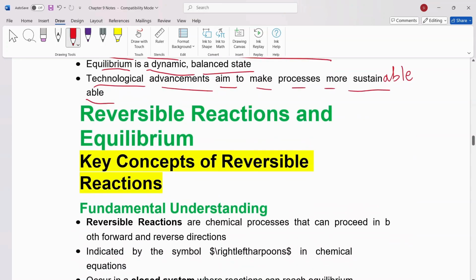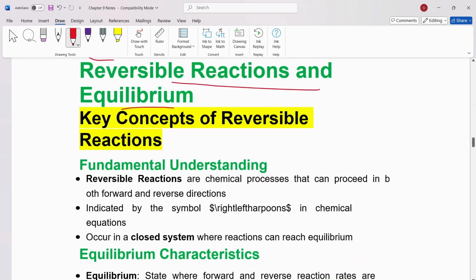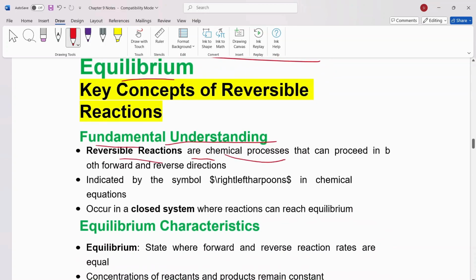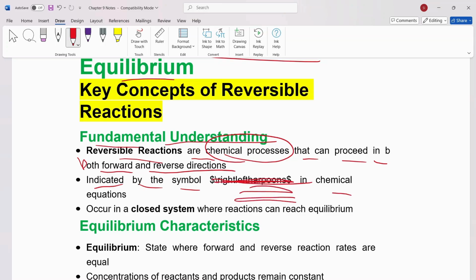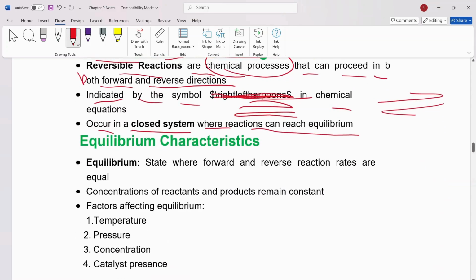Now let's talk about reversible reactions and equilibrium. Our key concepts, fundamental understanding: reversible reactions are chemical processes that proceed in both forward and reverse directions. It is indicated by a symbol in the chemical reaction. The symbol is the reversible reaction symbol, like one arrow like this, another arrow like this. It occurs in a closed system where reactions can reach equilibrium.